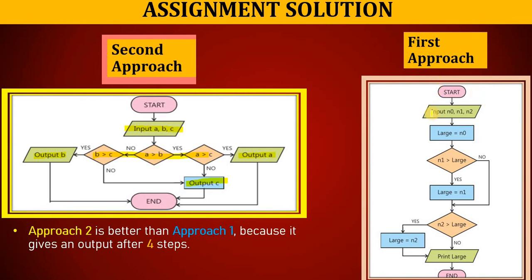Here we count in how many steps we have done this program. Let's start. 1, 2, 3, 4, 5, 6 and 7. So this program takes 7 steps in solving this problem. So my vote is go for the second approach. The second approach is better because in it we do our work in 4 steps, and in this one it takes 7 steps.